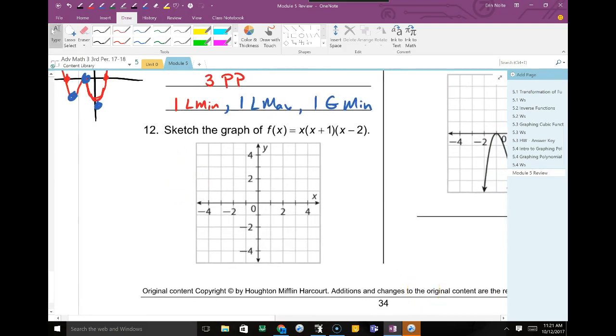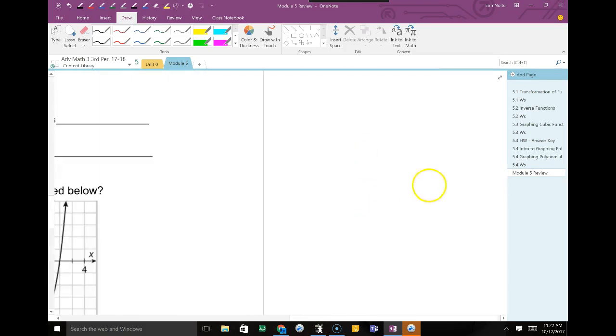Okay, for number 12, where are my 3 zeros? 0, -1, 2. What kind of function is this? X to the 3rd, so it looks like a John Travolta. We're crossing at all 3 places. Right arm is up. Right? Good, good, good. This is so easy, you guys are falling asleep now.